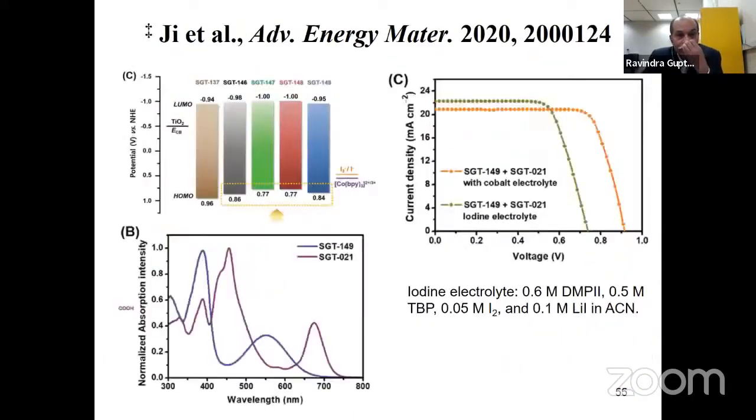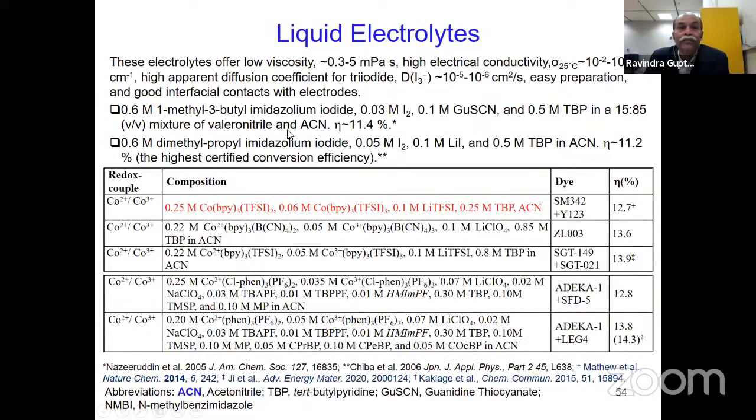So here you can see, instead of using a single dye, we are using several dyes to cover the spectral region. Okay, so here we have SM342, Y123, then it gave 12.7. If we have only SM342, it is less than 10%. Like that, we have to increase the efficiency by optimization of the dyes. But for the research, in the lab we use a single dye. For example, I'm using only N719 or Y123.